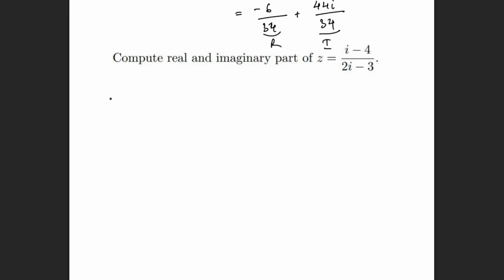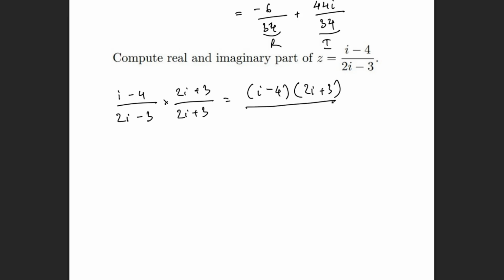Okay, so we got (i - 4) over (2i - 3). We will multiply the top and the bottom with the conjugate of the denominator. The denominator is 2i - 3. So the conjugate of 2i - 3 is going to be 2i + 3, right? So we have (i - 4)(2i + 3) over (2i - 3)(2i + 3).